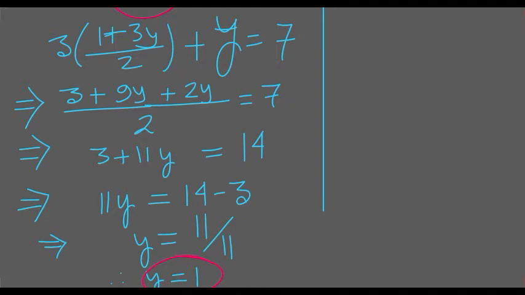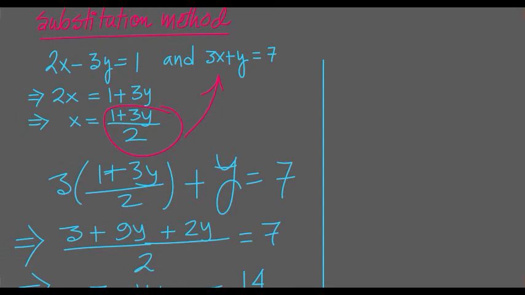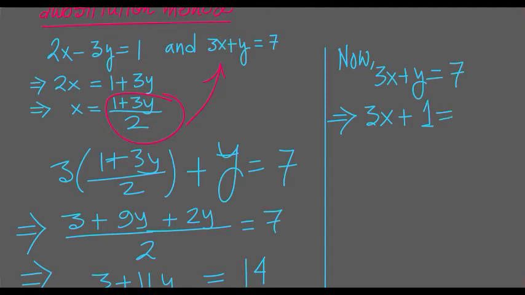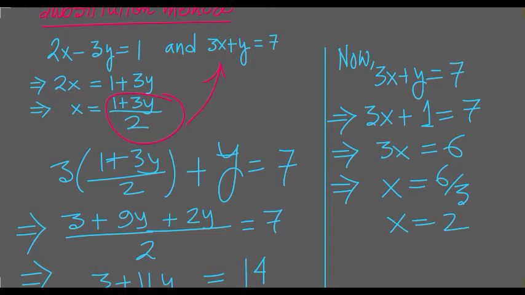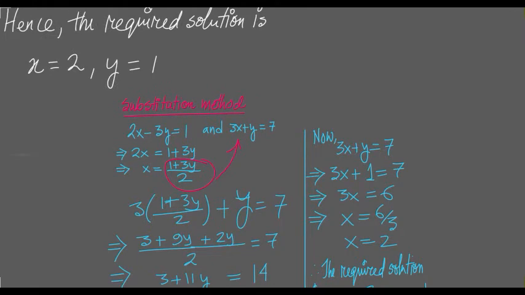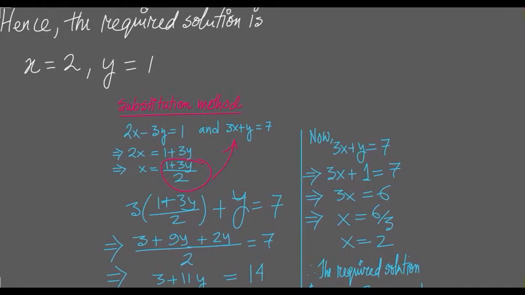This 1 we are going to use in any of the equations. Whichever equation you feel right, you can use it. I am going to use it in the equation 3x plus y equal to 7. So 3x plus y equal to 7 implies 3x plus 1, since we just got y equal to 1, equals 7, and hence we write 3x equal to 6, because 1 on the other side will be 7 minus 1, and hence we get x equal to 6 by 3, which gives us x equal to 2. Therefore the required solution is x equal to 2 and y equal to 1, which is the same as the solution in the graphical method, that is x equal to 2 and y equal to 1, right? So let us move on to the next type of algebraic method, which is the elimination method.